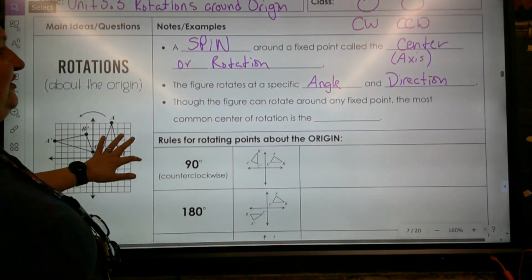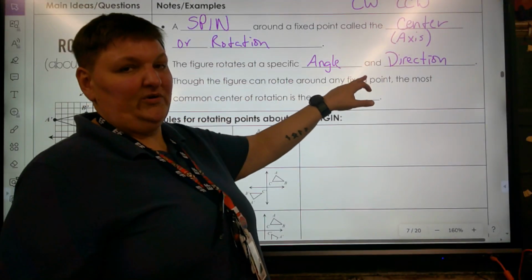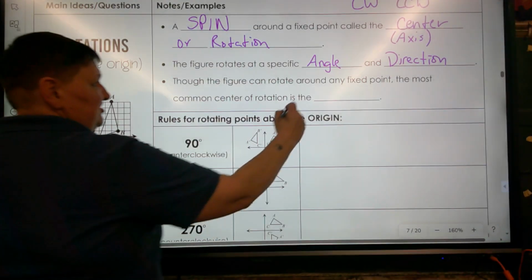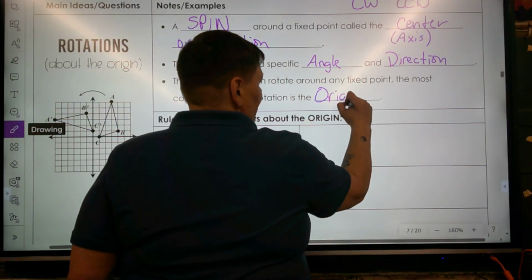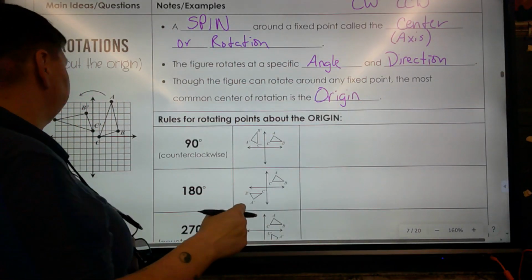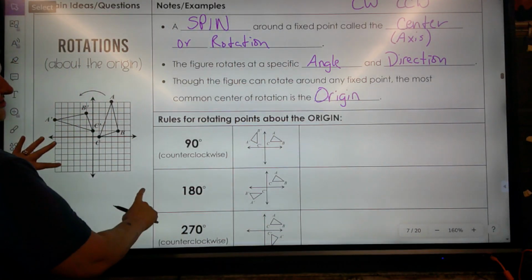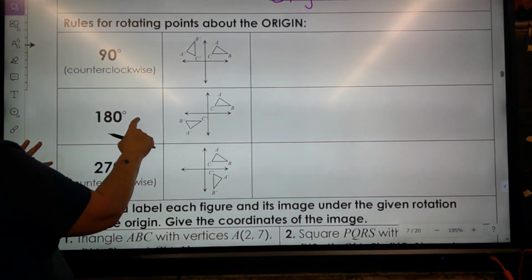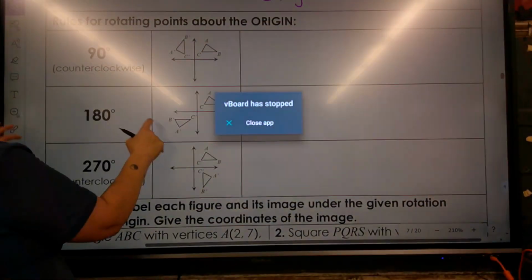right? Though the figure can rotate around any fixed point, and we'll learn that in 3.4, the most common center of rotation is the origin. Everything on this worksheet rotates around the origin. All right? There are rules for it to do that. Rules for rotating points about the origin.